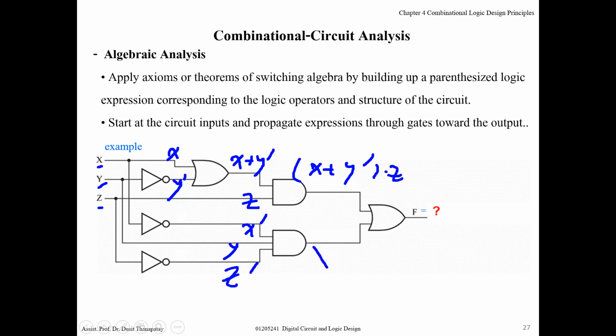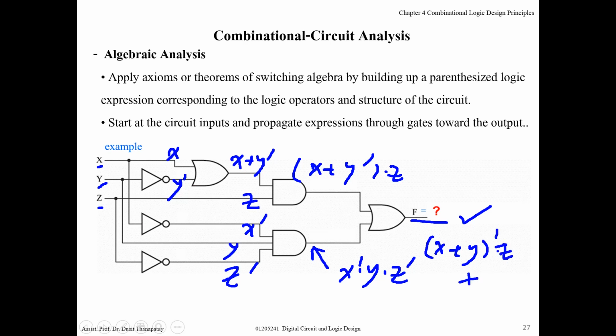So, what is the output of the AND gate then is x prime and y and z prime. After you OR the two terms together, you get the result of this function. Namely, (x plus y prime) and z, plus x prime, y and z prime. Okay, that's all. So you will get the expression to show the relation between output and input. This kind of analysis is called algebraic analysis.